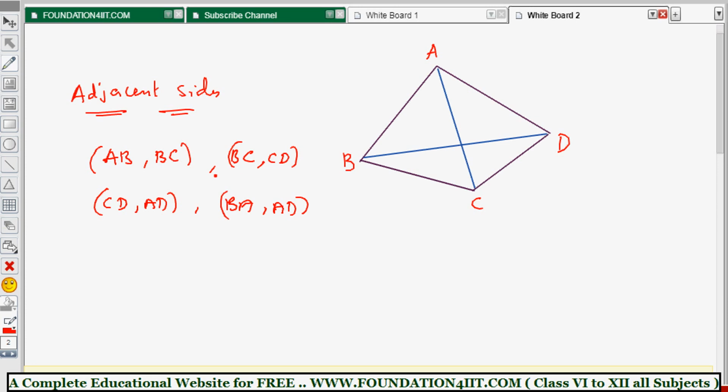So two sides of a quadrilateral having a common endpoint are called adjacent sides. There should be a common endpoint. A is a common endpoint for AB and AD. Similarly, C is the common endpoint for BC and CD. So BC and CD are the adjacent sides. Now opposite sides.